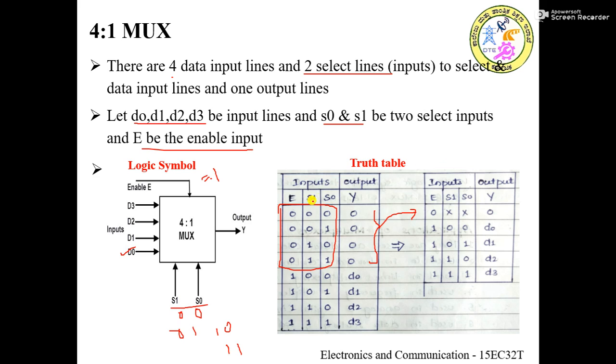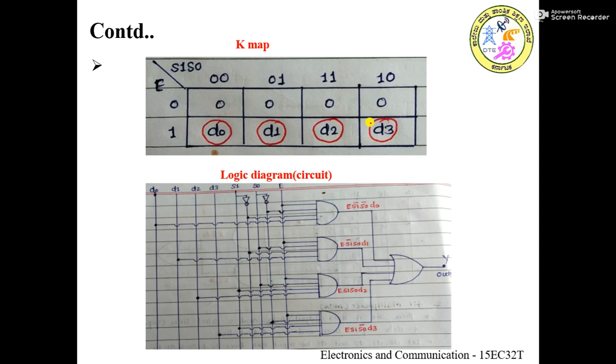As there are three input variables, I can have 8 different combinations, and I should have a KMap which consists of 8 cells. E is taken here as the row, and S1 S0 act as the columns here.